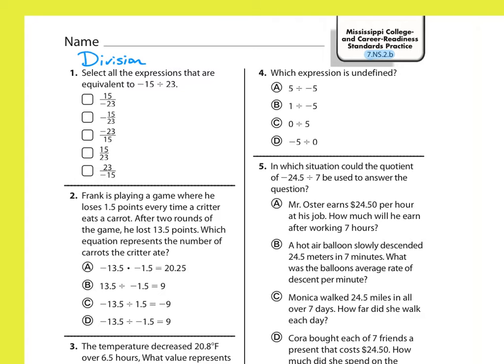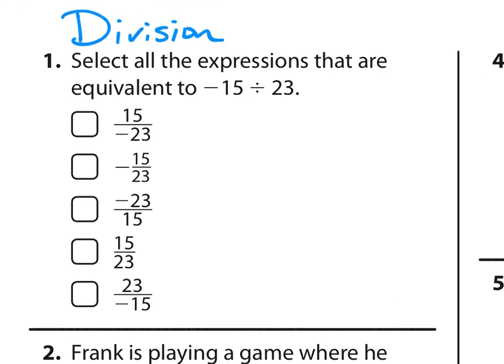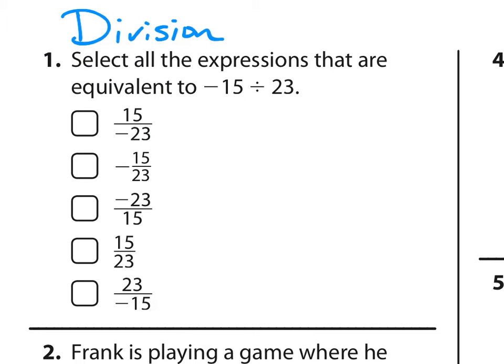So number 1, select all expressions that are equivalent to negative 15 divided by positive 23. Notice that it has a negative, and so you're going to end up with a negative quotient. And we look through these. 15 over negative 23, okay, that's negative. Then we have negative 15 over 23, that's negative. Negative 23 over 15 is negative, but your numerator and denominator flip, so that doesn't work. 15 23rds is positive, and then 23 over negative 15, the numerator and denominator are flipped.